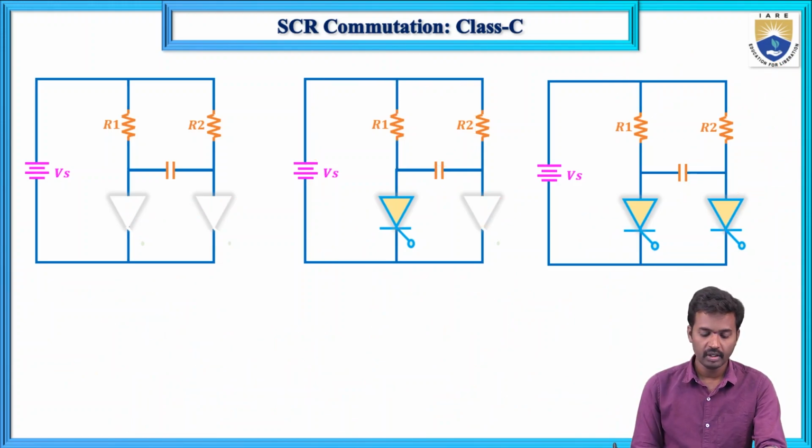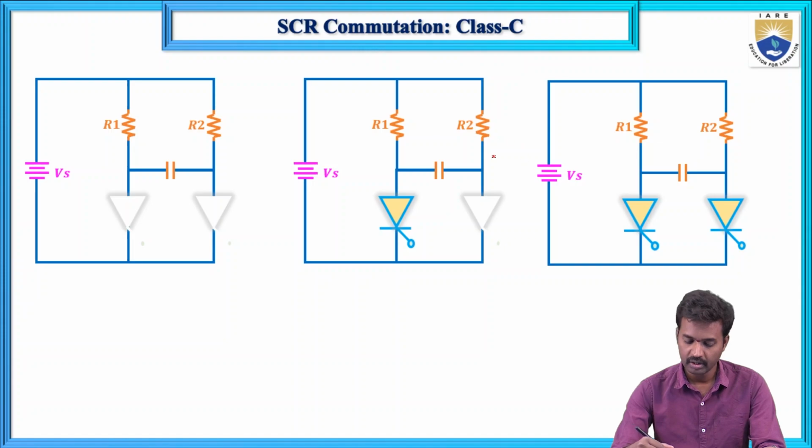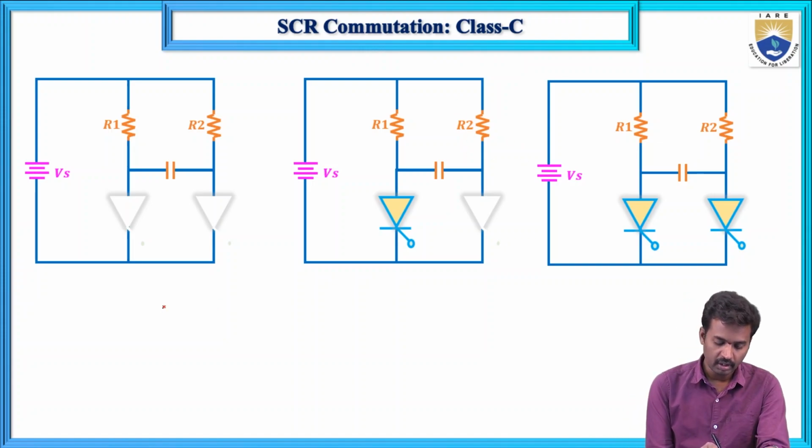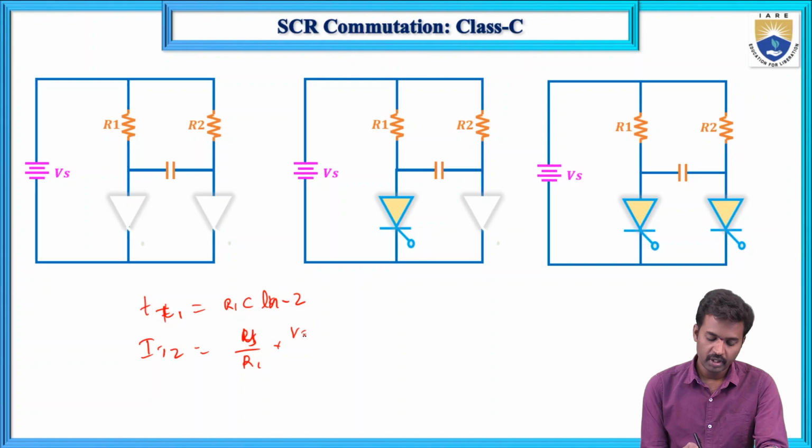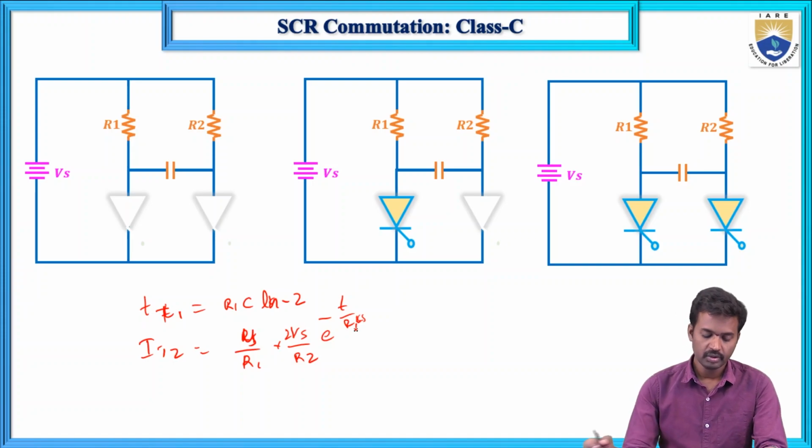This is the current IT2. Next, to turn off thyristor T1, the turn off time for T1 is likewise R1·C·ln 2, and IT2 equals Vs/R1 plus Vs/R2 plus 2Vs e^(-t/(R1·C)). So this is the equation.